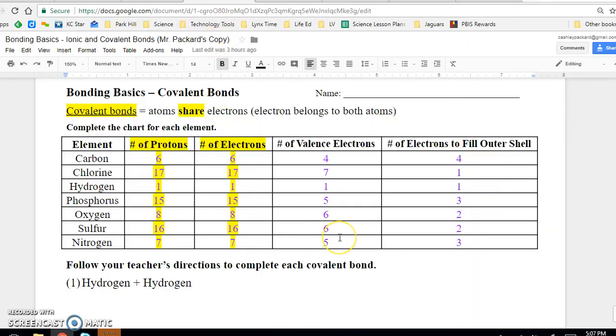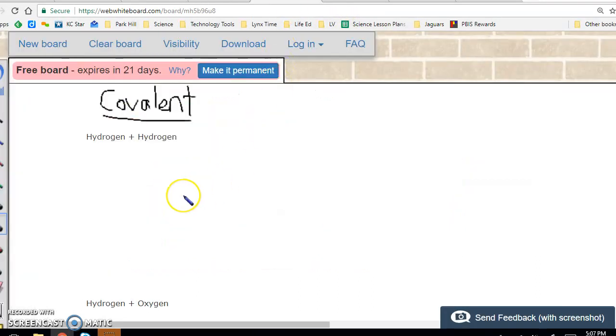Let's take a look at the bonding basics, the chart up at the top. This is the correctly filled out chart. So if you need to check any answers, please take a look at that and fill those in. You're welcome to stop it to be able to do that. I'm now going to take a look at problems 1 through 6.